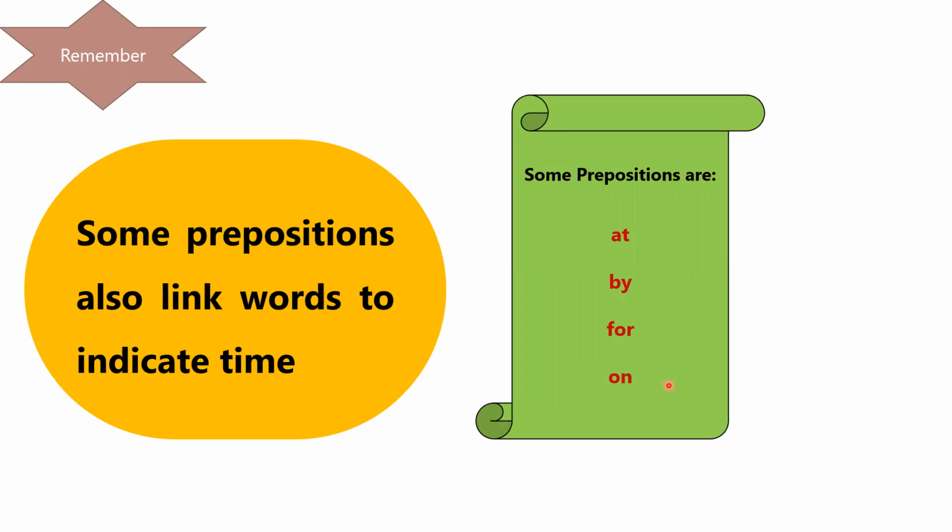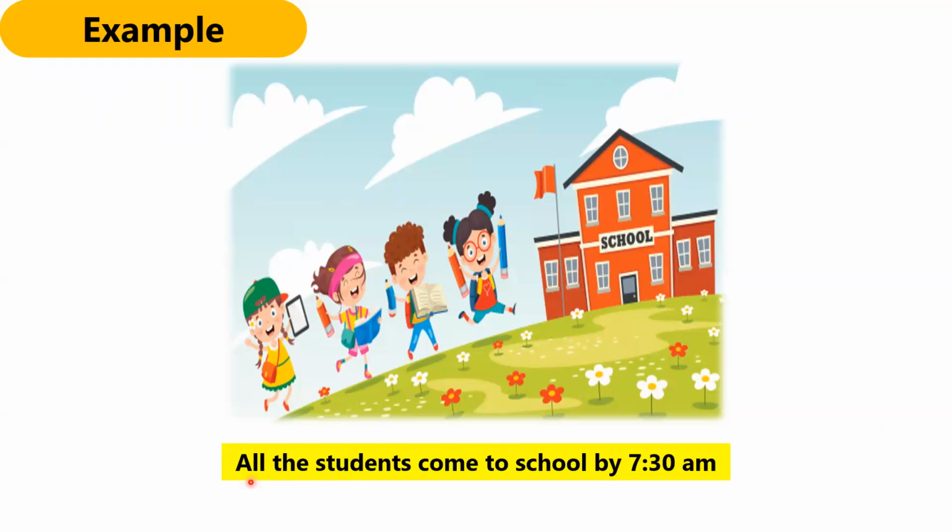Let us see an example of this also. All the students come to school by 7:30 a.m. So by is used as a preposition in this sentence children, and it is referring to time. Time को refer कर रहा है कि सारे बच्चे 7:30 तक स्कूल आएंगे.